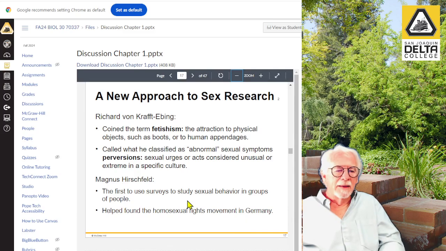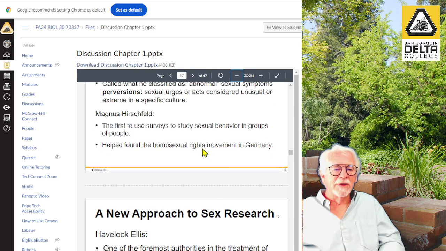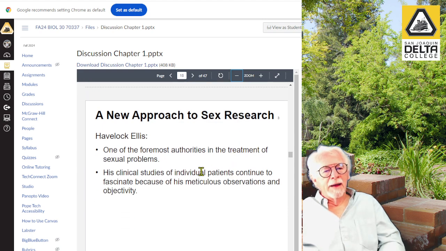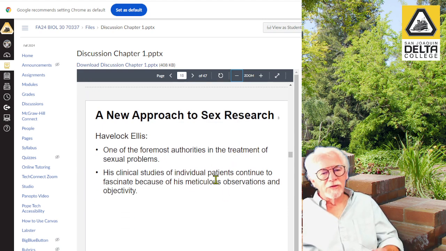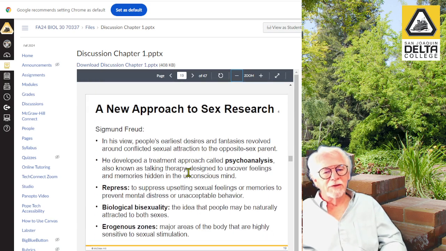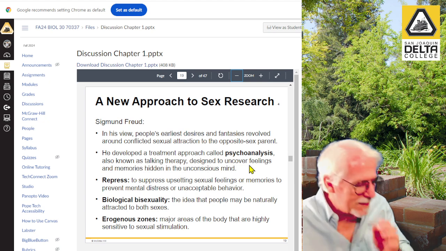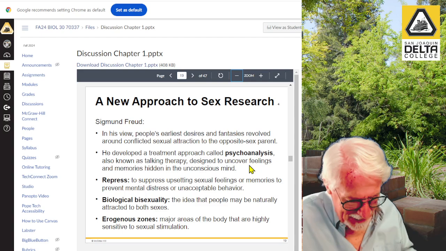Then we started studying people in groups. And this gentleman right here founded the homosexual rights movement in Germany, which was quite a while back. Right. And so we keep going with sexual research, and then Freud, psychoanalysis. I could be reading my notes, right?